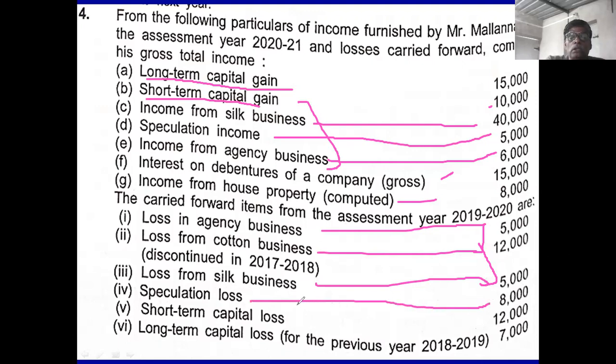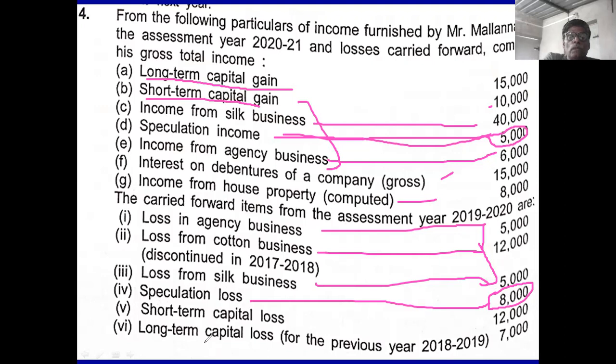You adjust it in the speculative income only. So speculative income here is only 5,000. Carry forward speculative loss is 8,000. So out of this 8,000, you adjust 5,000. Remaining 3,000 carry forward to next assessment year.